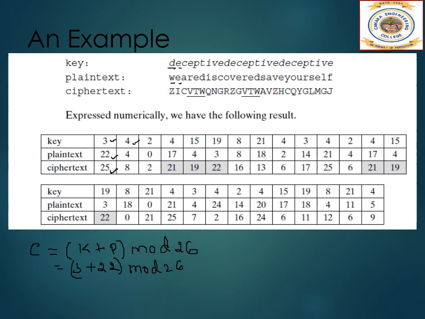Next case it is E and E. So E as the key is 4 and the plain text is 4. So here it is 4 plus 4 mod 26. So we get this as 8 mod 26. The equivalent of 8 is I. So the cipher will be I.